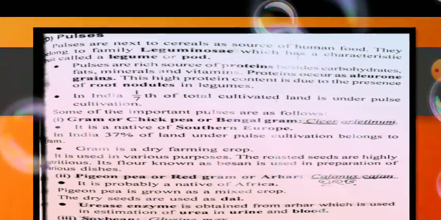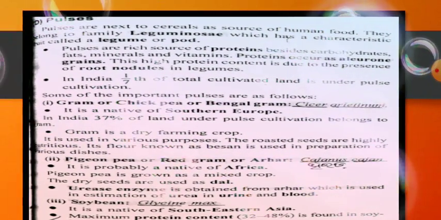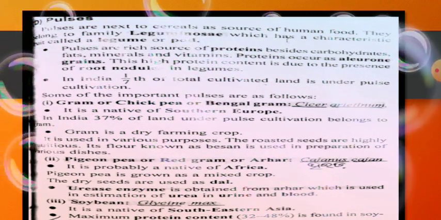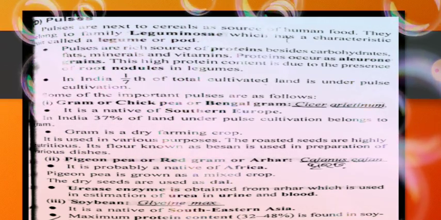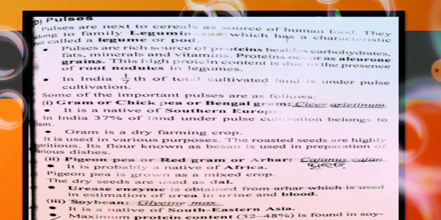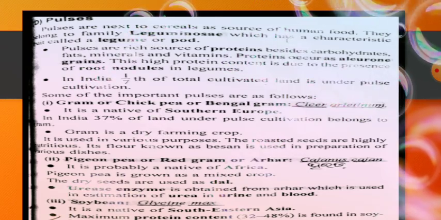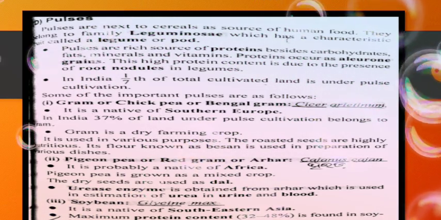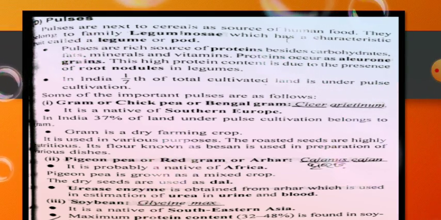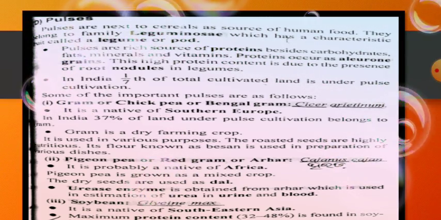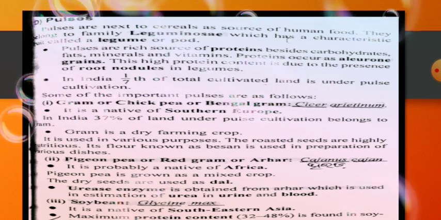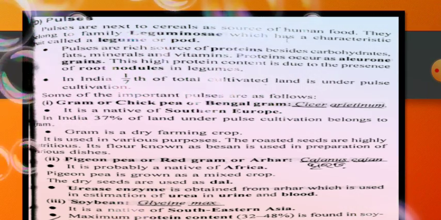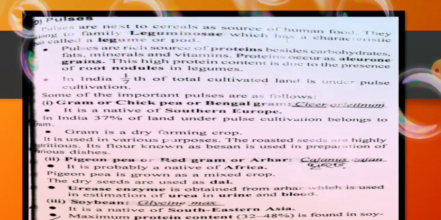So what are they? Pulses are the next. First of all, we know about what pulses are. You have already seen the various types, for example various grams, like the pigeon pea or soybean, all those things. These are under the pulses, and pulses are next to the cereals as a source of human food. So they belong to the family.